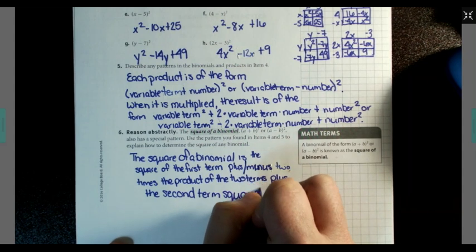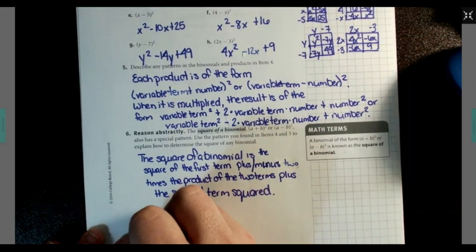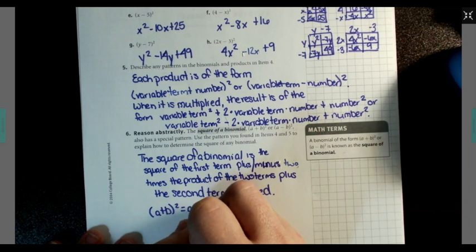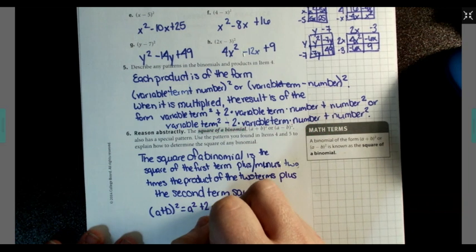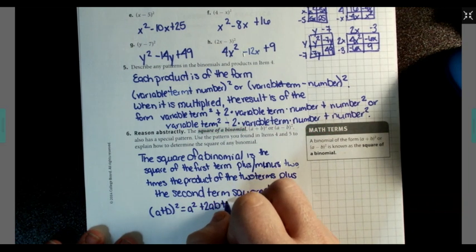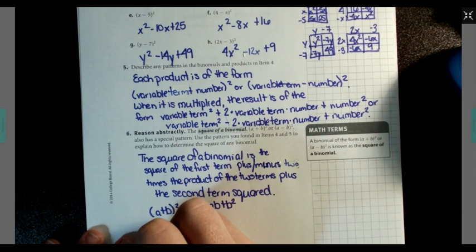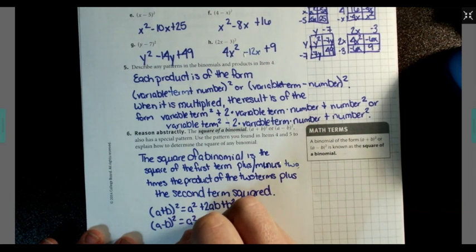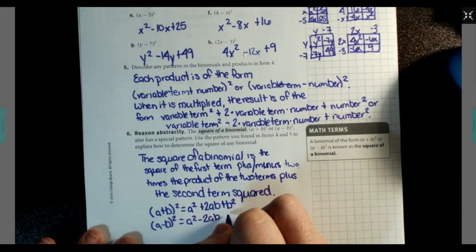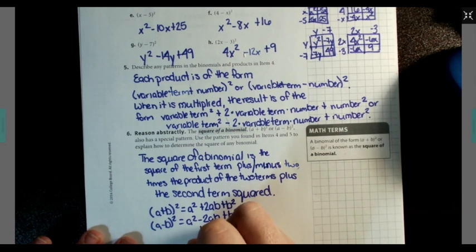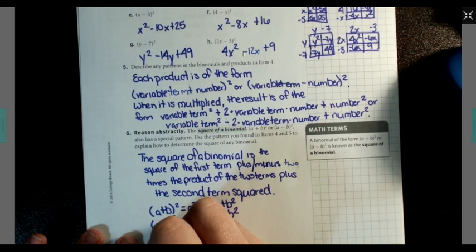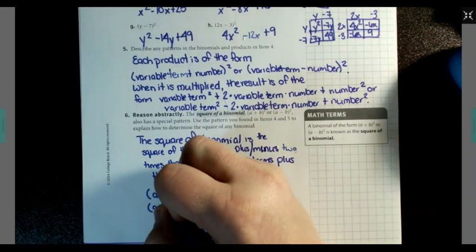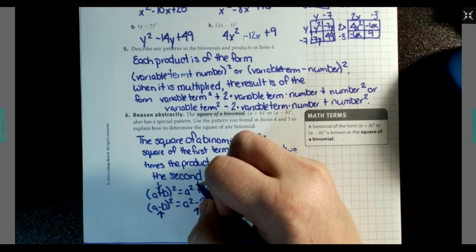a plus b squared equals a squared plus 2ab plus b squared. And if it says a minus b squared, that's going to equal a squared minus 2ab plus b squared. So the minus comes from that sign in the middle. If it was positive, it was a plus 2.